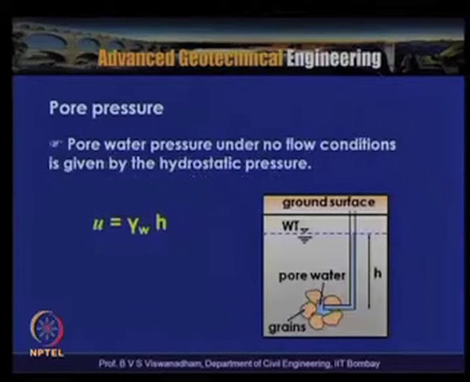Pore water pressure under no flow conditions is given by the hydrostatic pressure. If you assume there is a groundwater table, and this is the point where the pore water pressure is tapped through a standpipe, then H is the height of water in the standpipe. The pressure is u equal to gamma w times H, where gamma w is the unit weight of water.